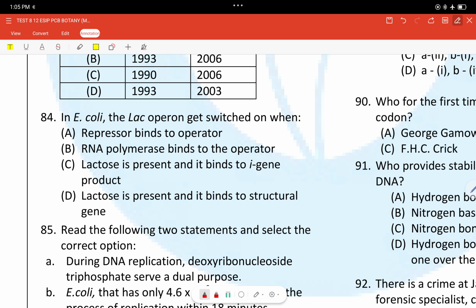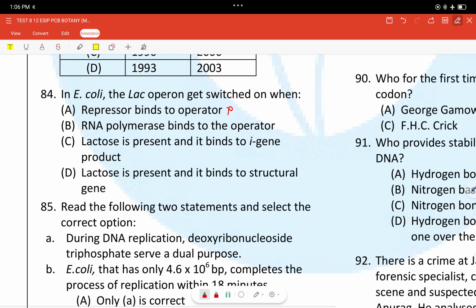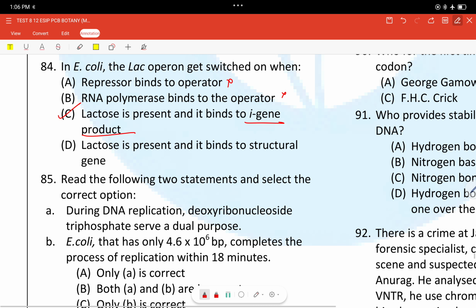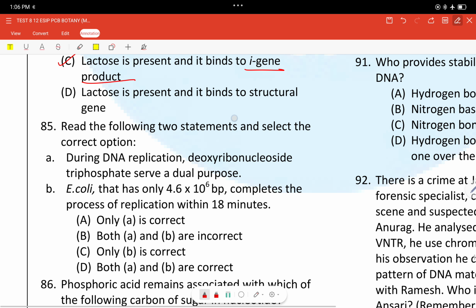In E. coli, the lac operon was switched on. The lac operon is switched off when the repressor binds to the operator, that is the switched-off condition. RNA polymerase binds to the operator, that is also incorrect. Lactose is present and binds to the I gene product. I gene product means repressor protein. So it gets inactivated, due to which the lac operon gets switched on.